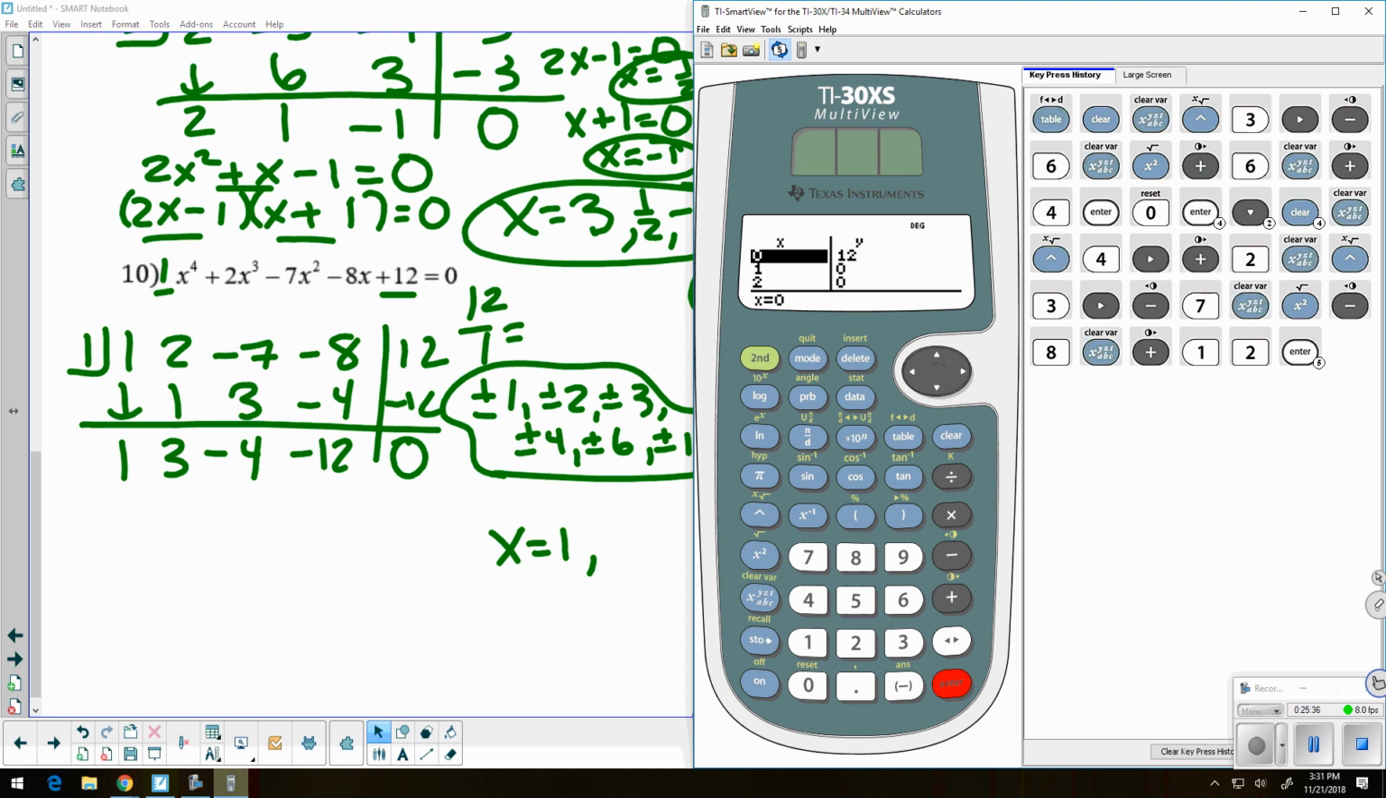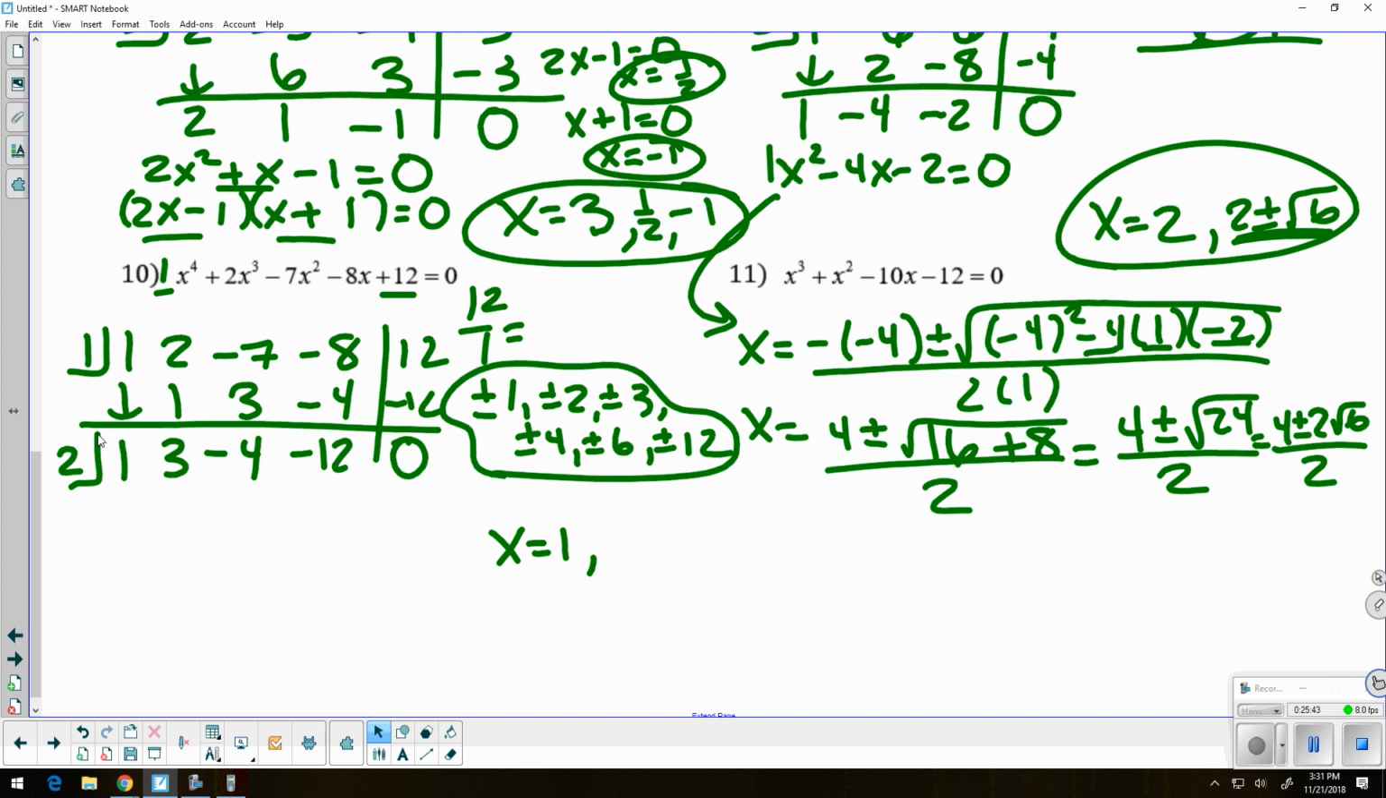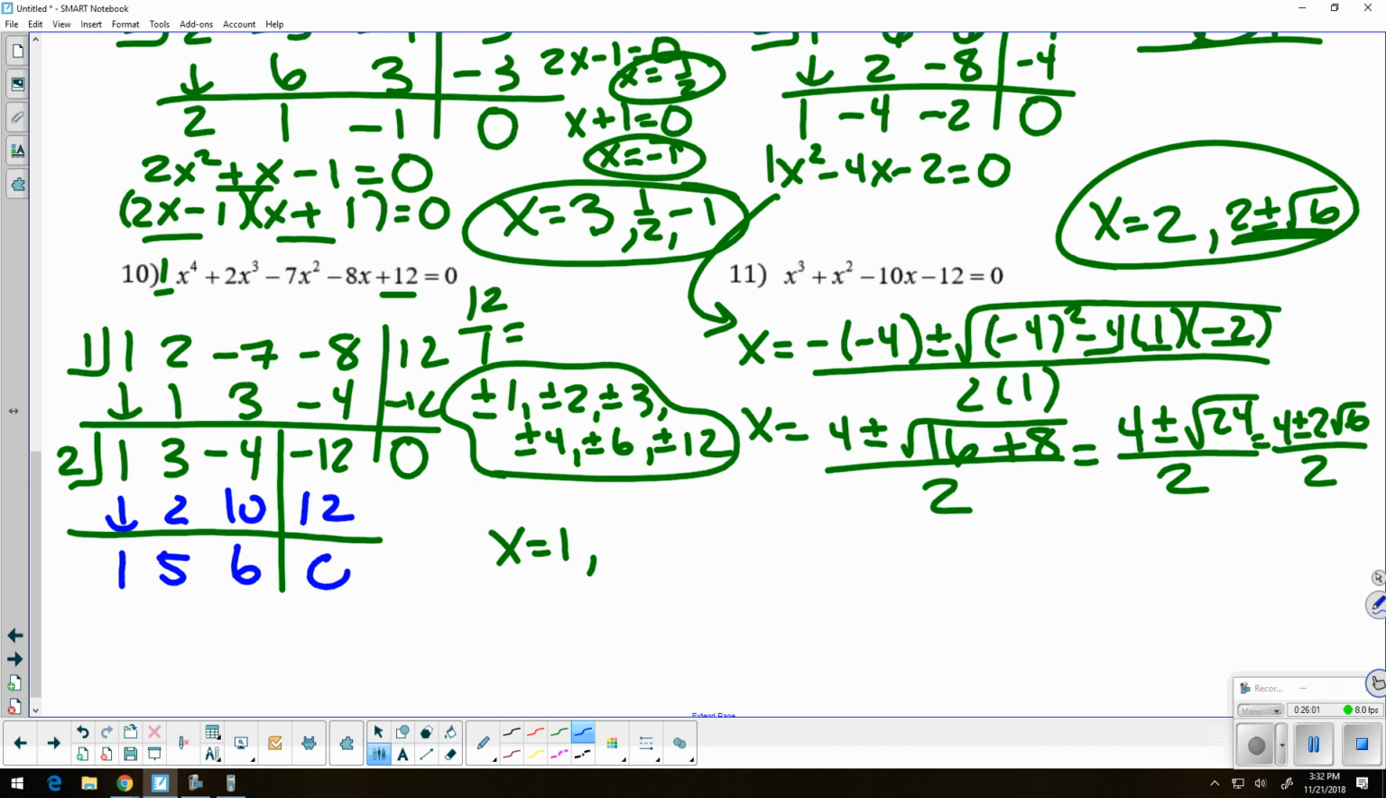But what you can also do, since we know those two roots, is take what I have left here and do synthetic again, now with positive 2. So I'm going to take this answer, that 1, 3, negative 4, negative 12, and do synthetic round 2. Maybe I'll use a different color so it stands out a little bit more. The 1 would drop down, multiplying would be 2, adding would be 5, multiplying is 10, adding would be 6, multiplying would be 12, and again, no remainder. So I have two answers, 1 and 2 so far.